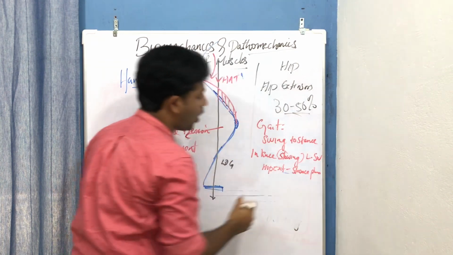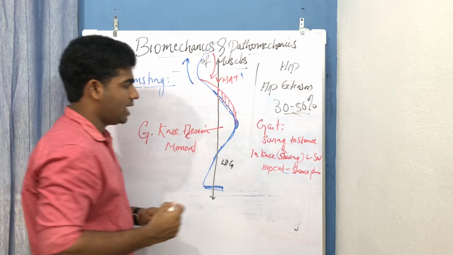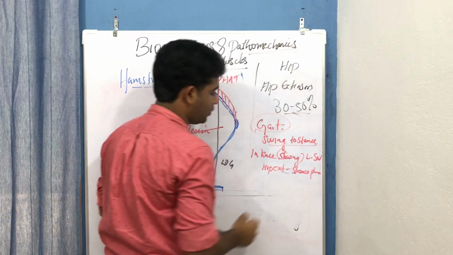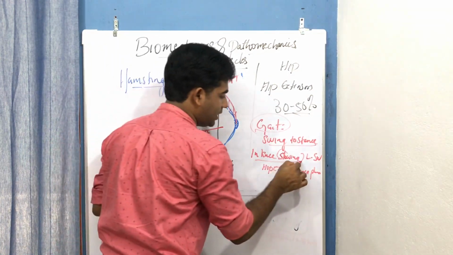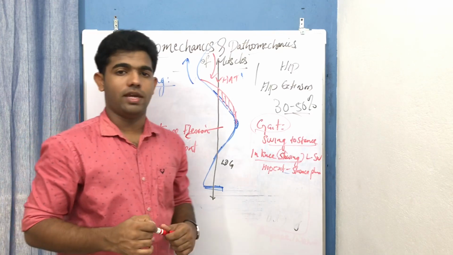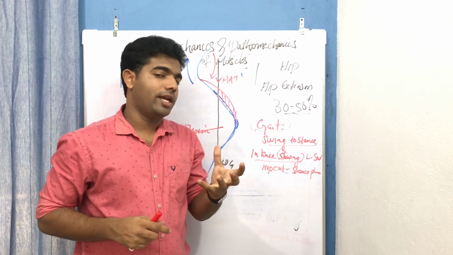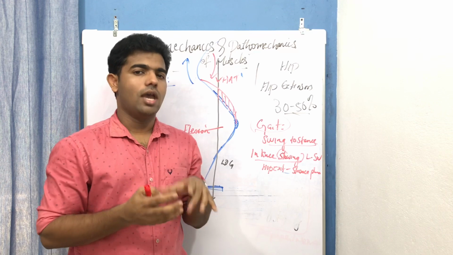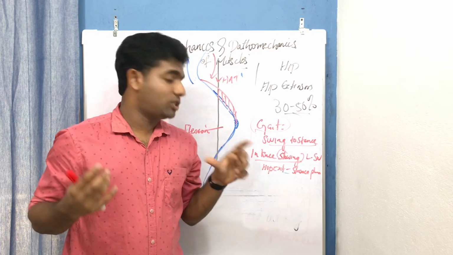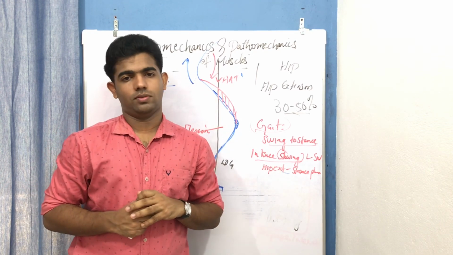So these are the roles of a hamstring in gait. It has a role from swing to stance phase, and in late swing phase, it is going to decelerate the knee flexion. It is going to control knee extension in the stance phase also, right?